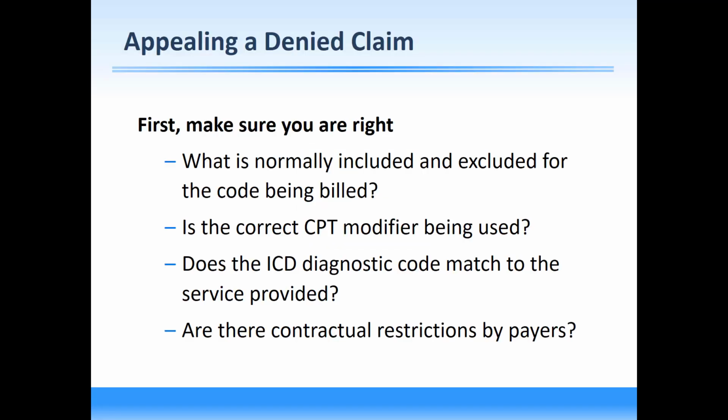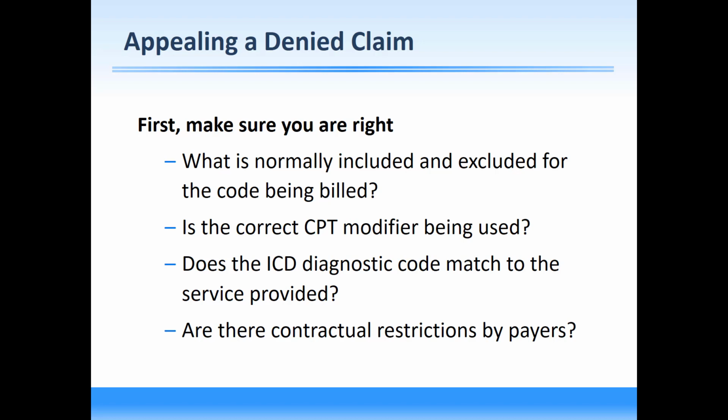When you're notified that a claim has been denied, the first step you should take is to make sure you are right in the original instance. Ask yourself these simple and basic questions. What's normally included and excluded for the code that's being billed? In the case of surgery, there are often multiple procedures being billed, and so was the correct CPT modifier used? Also look at the diagnostic code. Did the diagnostic code match the service provided?